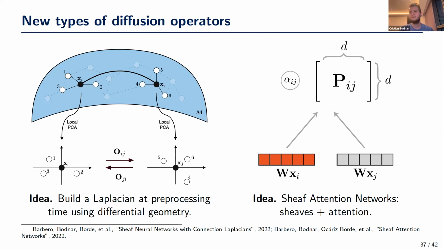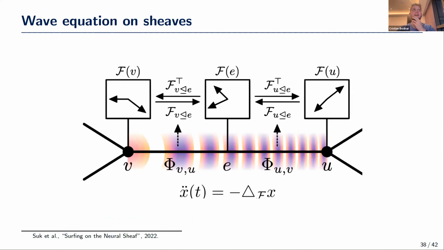It gives you some extra flexibility because the sheaf Laplacian is always a symmetric matrix because it's a Laplacian, but if you also have an attention matrix, the attention is not symmetric in general. So you have this asymmetric diffusion operator that gives you some other properties, and that also works quite reasonably in practice.